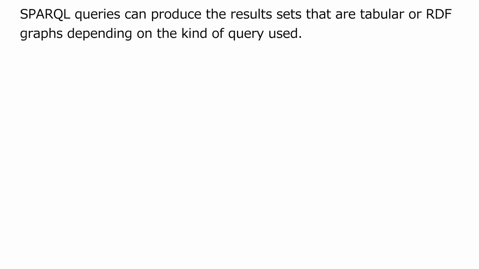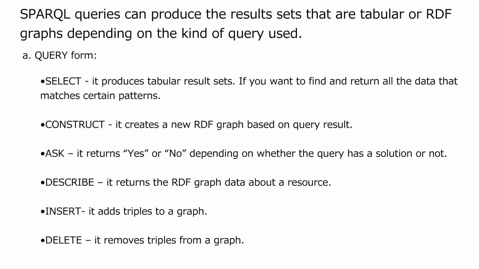What can SPARQL do? SPARQL queries can produce result sets that are tabular or RDF graphs, depending on the kind of query used. A. Query form. Select: it produces tabular result sets, if you want to find and return all the data that matches certain patterns. Construct: it creates a new RDF graph based on query result.